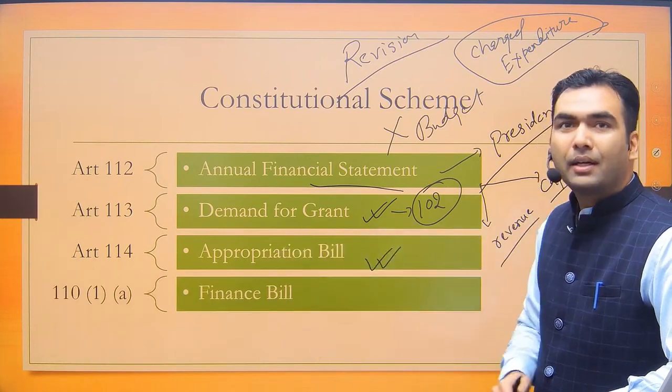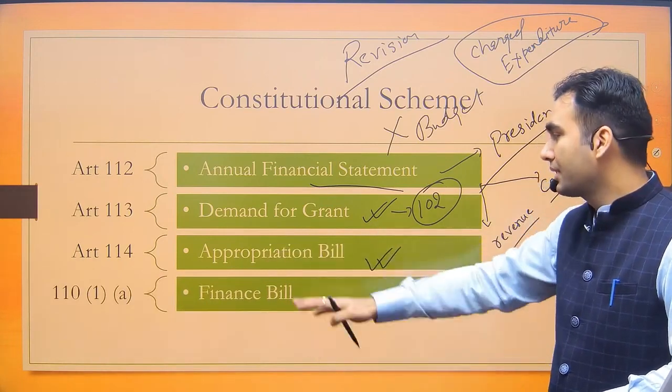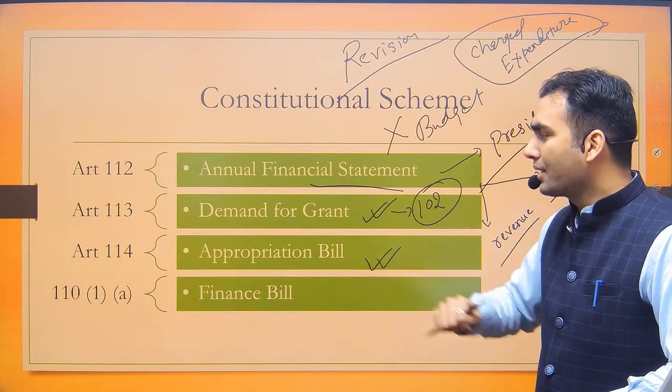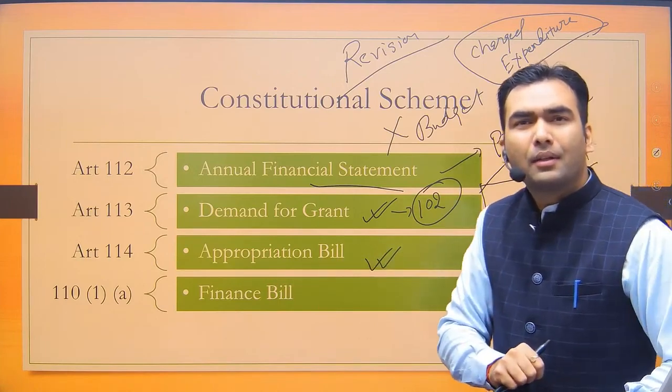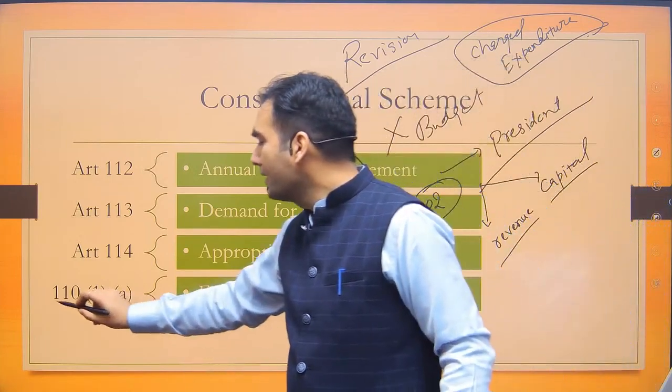Then there is something called 110(1)(a). This mentions the finance bill. But you might be wondering, hey sir, Article 110 is about the money bill.